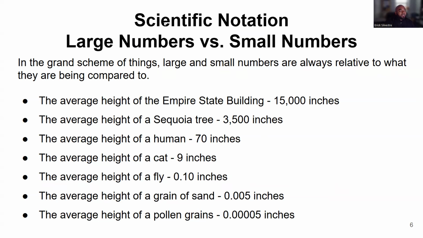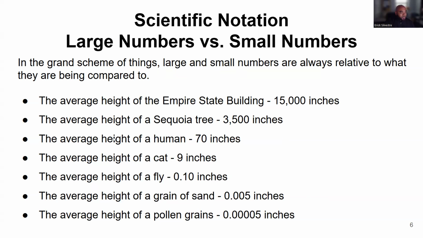Scientific notation is an approximation. Now, what do we know? Scientific notation is basically large numbers and small numbers. Now, in the grand scheme of things, numbers are relative to what we're speaking of. For example, the average height of the Empire State Building is about 15,000 inches. The average height of a sequoia tree, one of the largest trees in the world, is about 3,500 inches. The average height of a human is about 70 inches. So a human compared to the Empire State Building is tiny.